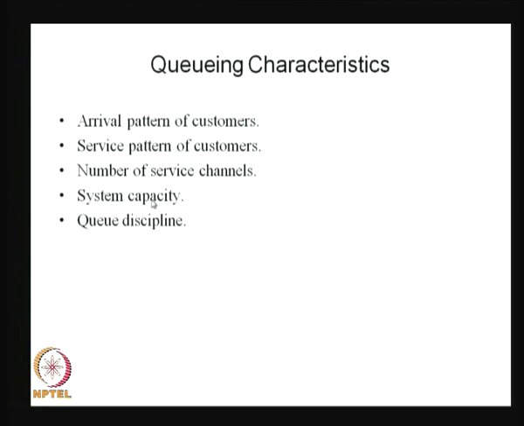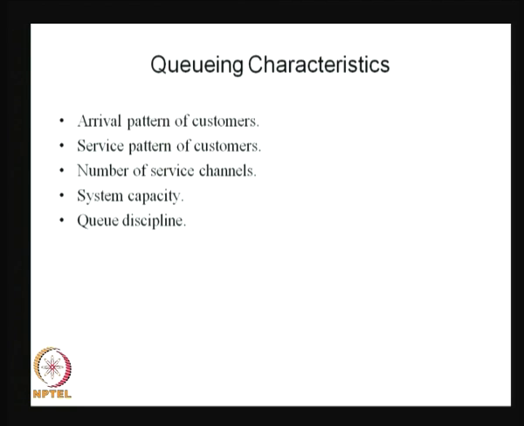The fourth information is the system capacity, whether the capacity is finite or infinite. Accordingly, the number of customers in the system may go up to at most the finite capacity, or an infinite number of customers can wait in the system to get the service. Therefore, the system capacity is also an important characteristic. The fifth one, queuing discipline.